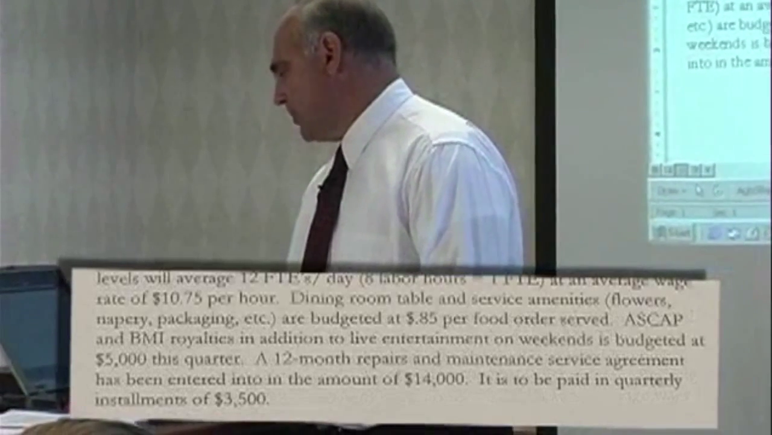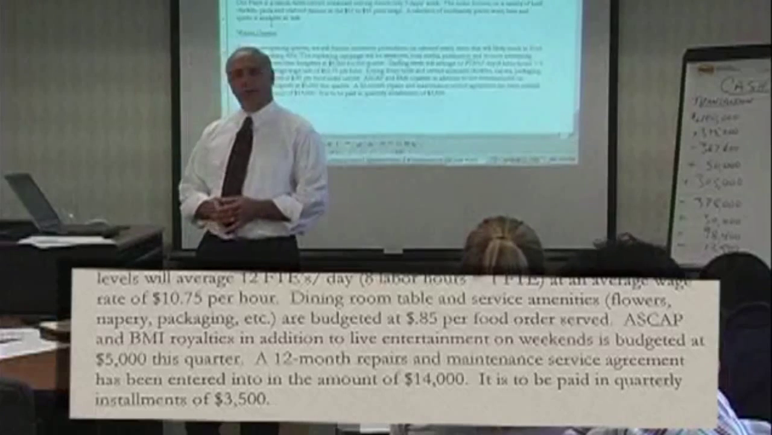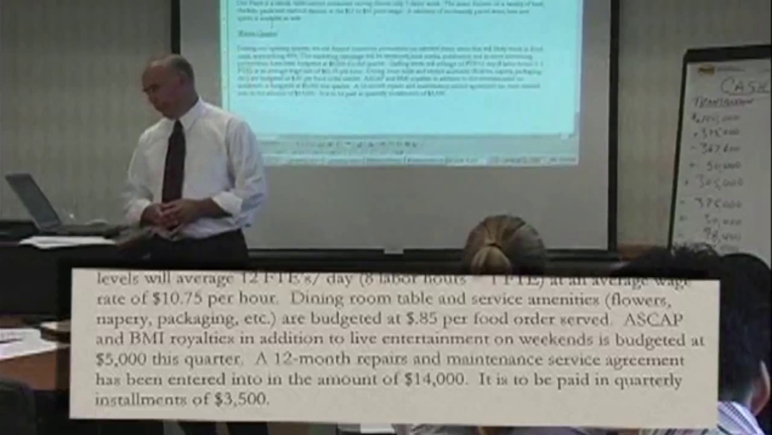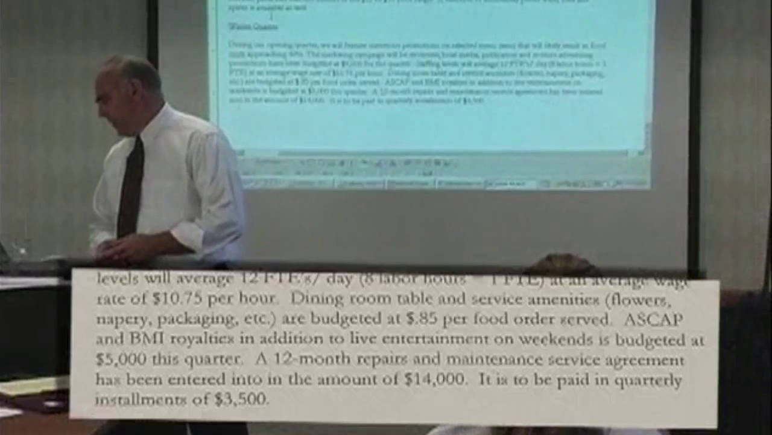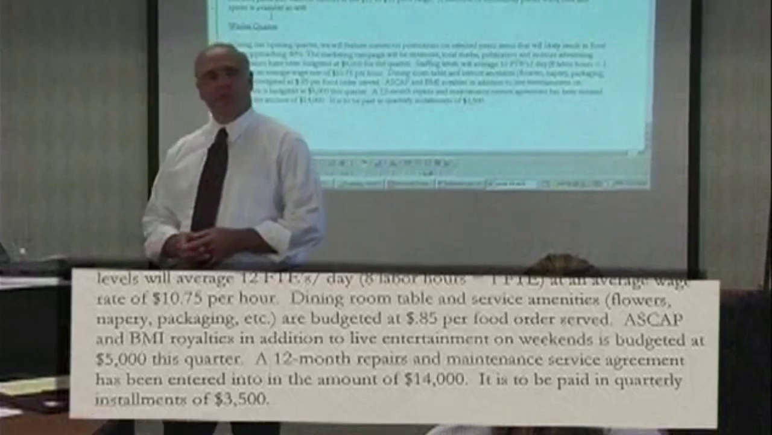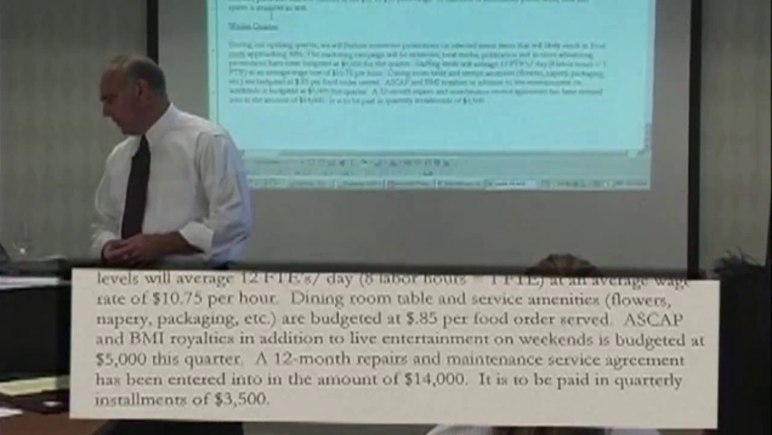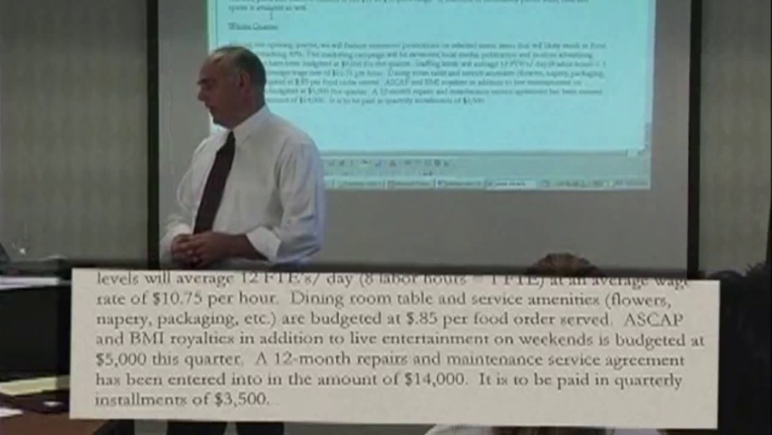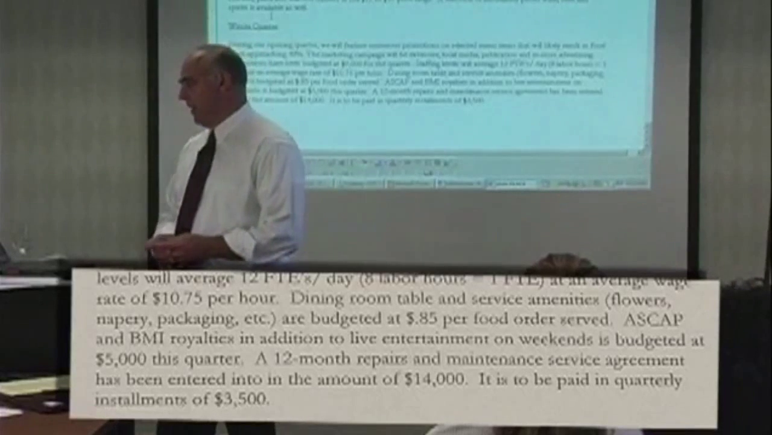Dining room table and service amenities, which would include things like flowers, napery, packaging, etc., are budgeted at 85 cents per food order served. ASCAP and BMI royalties, in addition to live entertainment on weekends, is budgeted at $5,000 for the quarter. A 12-month repairs and maintenance service agreement has been entered into in the amount of $14,000, and it is to be paid in quarterly installments of $3,500.